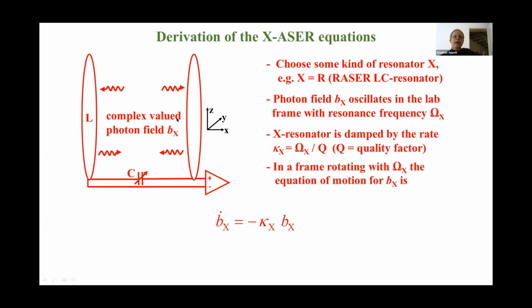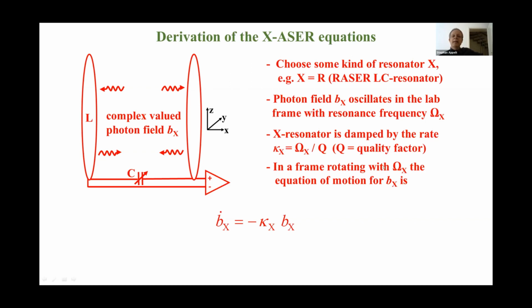There are photons inside. So the photon field oscillates in the lab frame, say with the frequency omega_X, for example 100 kilohertz. The X resonator has a damping rate. So the damping rate is simply the frequency of this oscillator divided by Q, and Q is the quality factor. Basically, the lifetime of the photons in this resonator is defined by the Q.